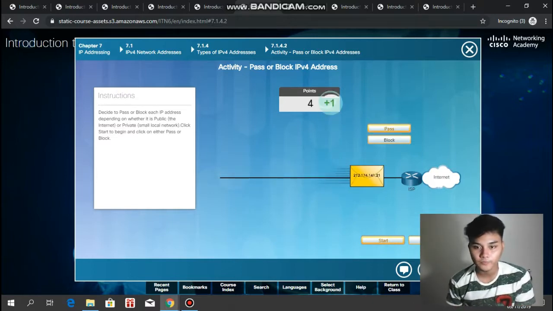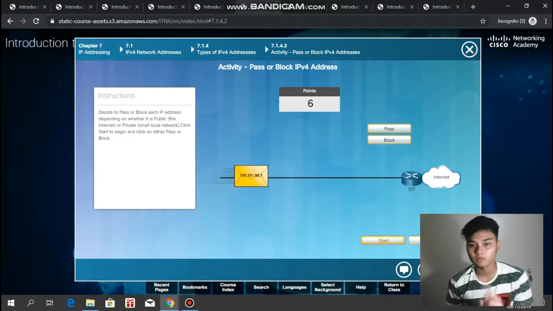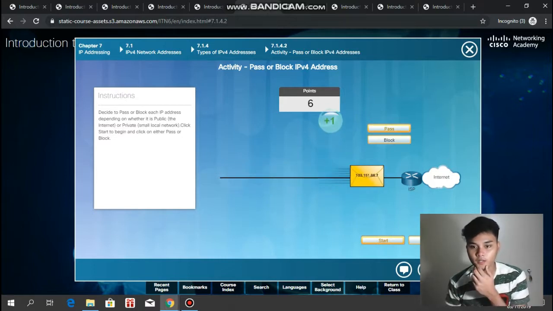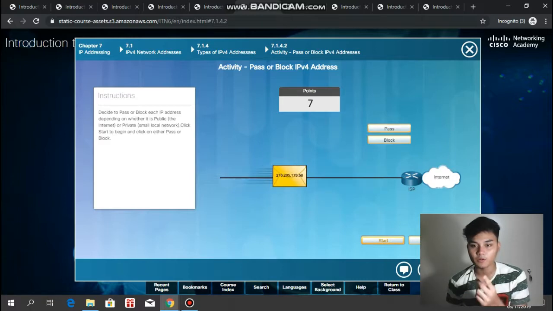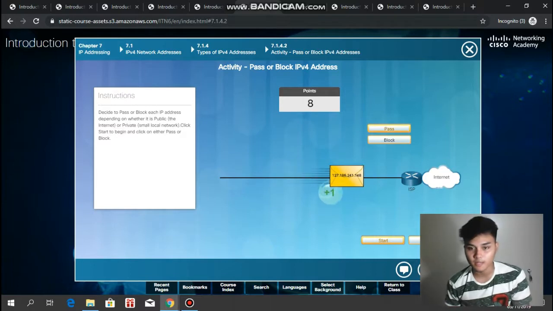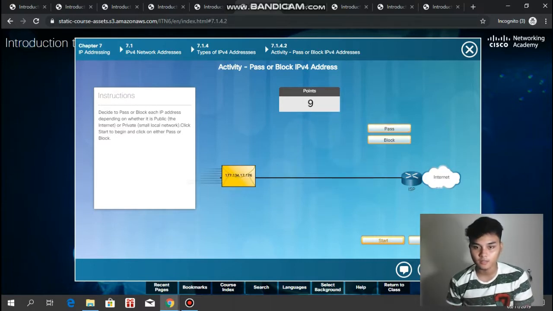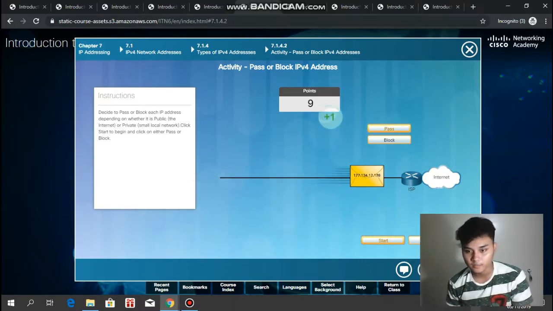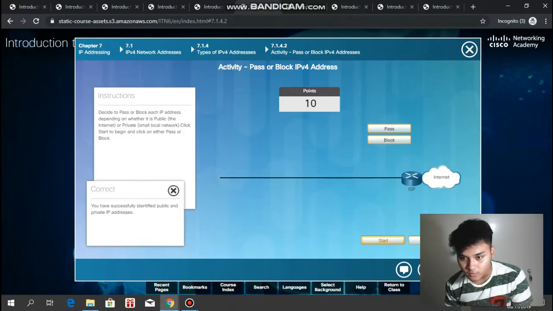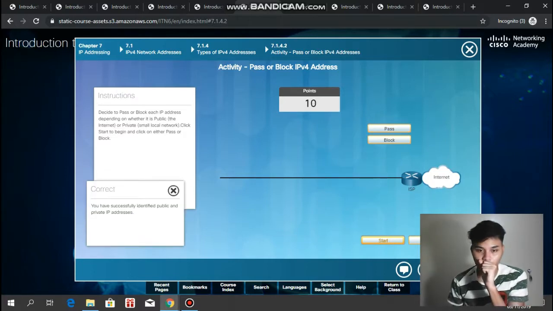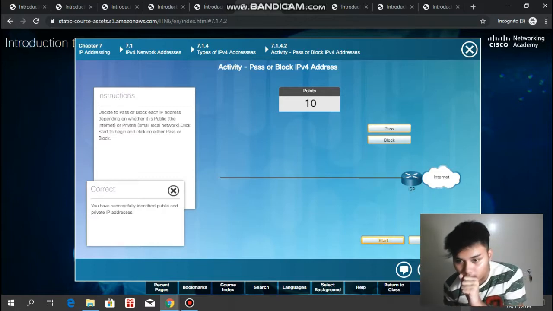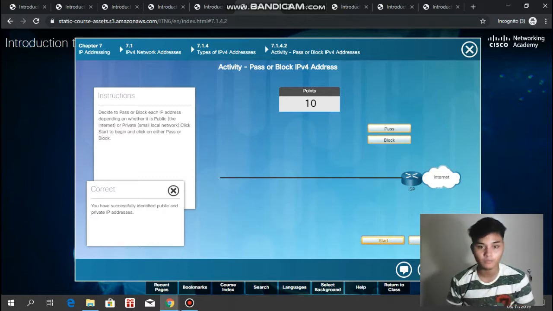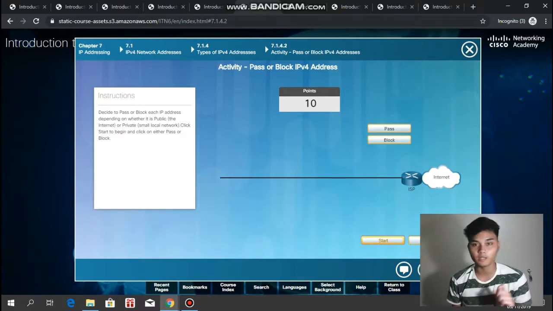Pass. Pass. So we have to answer before the time closes. So it's pass and pass again. So we have to finish this immediately.